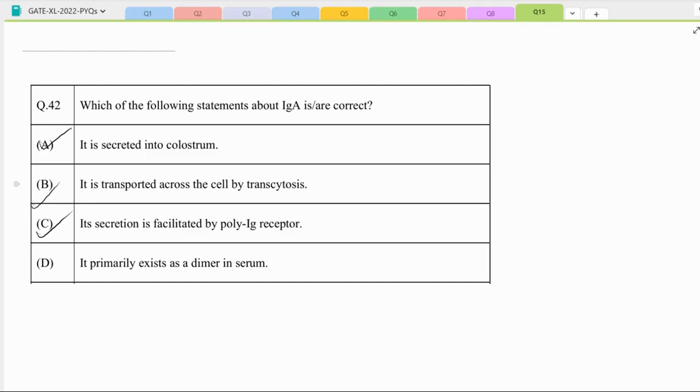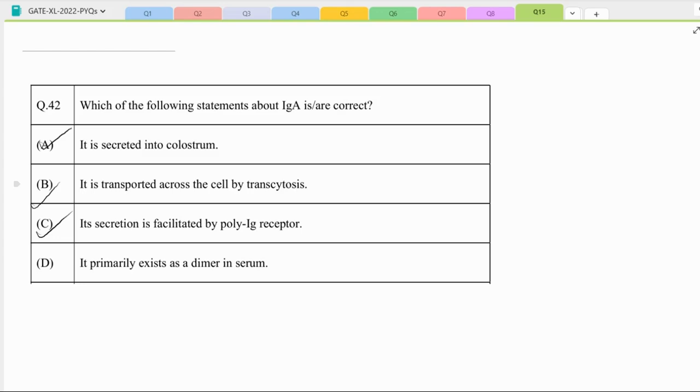It is transported across the cell by transcytosis. Yes, if you can remember the immunology diagrams where IgA is clearly transported across the gut epithelium via transcytosis, and its secretion is facilitated by poly-Ig receptor. Yes, that is true. However, in serum, it is mainly in the monomeric form.